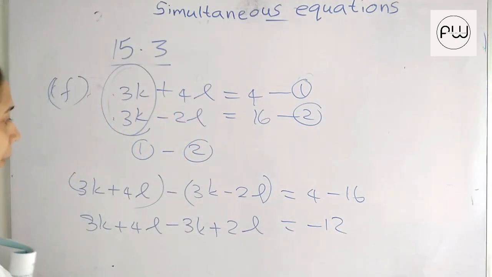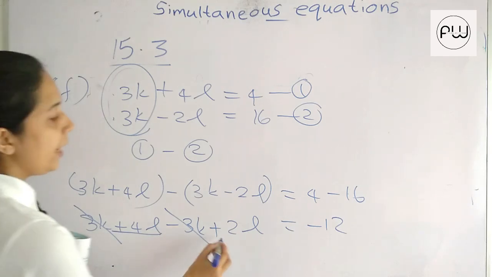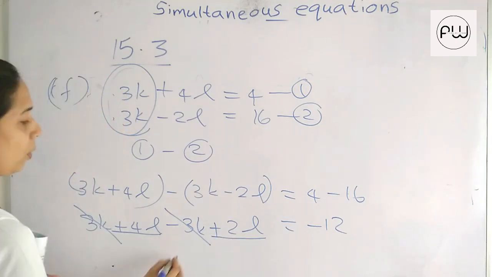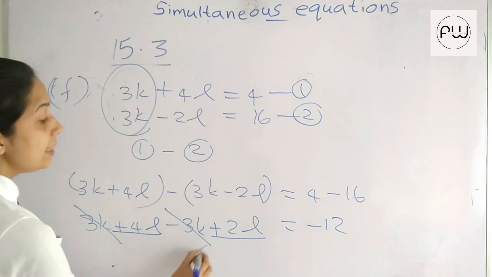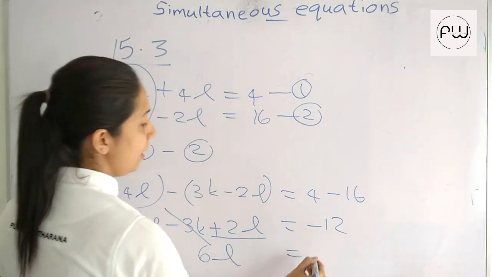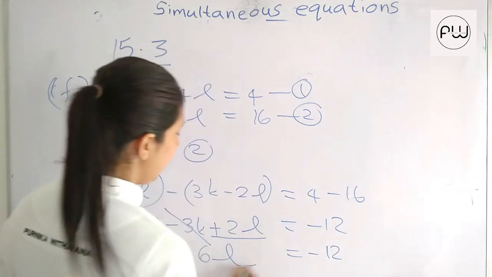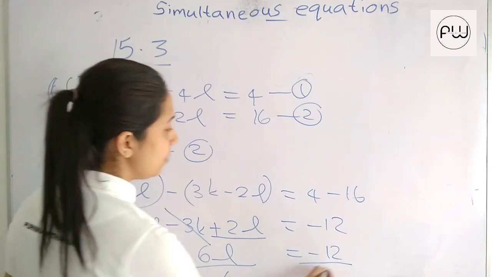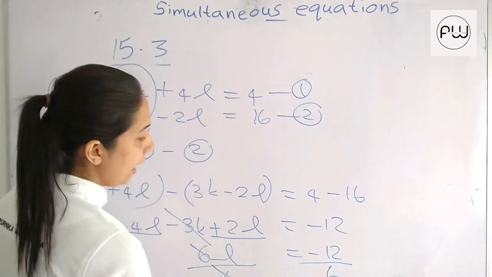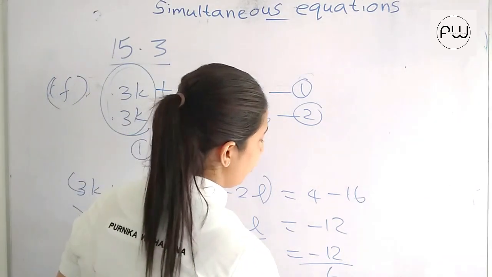Right, now let's simplify. Plus 3k with minus 3k we can cancel out. Now see here, here plus 4l, here plus 2l, then all together it's plus 6l. Plus 6l equals minus 12, then we can divide both sides by 6, then l equals minus 2, right?